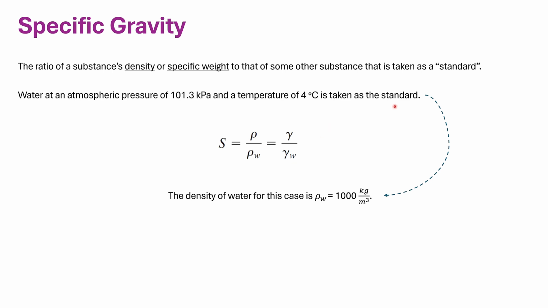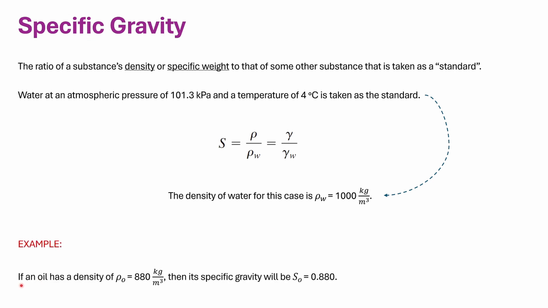And as I said, the standard is water at an atmospheric pressure and a temperature of 4 degrees C. And the density of water for this case is 1000 kilograms per meter cubed. So this is the answer to that question that was written in red in previous slides. At 4 degrees C, the density of water is maximum, and that is equal to 1000 kilograms per meter cubed. That is taken as the standard when we are calculating specific gravity.